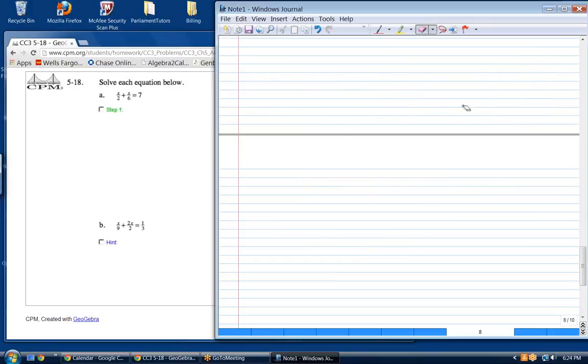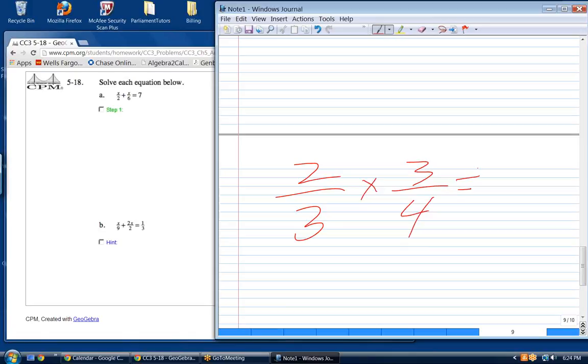I'm concerned about a couple of things here. Tell me what this is. Two-thirds times 3/4. Wouldn't that be 6 over 12? Yeah. Which is 3 over 6. Which is 1/2. In other words, multiplying fractions is a piece of cake. You multiply numerators, you multiply denominators. Okay? What is this?